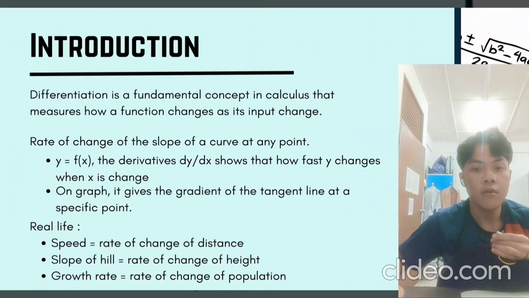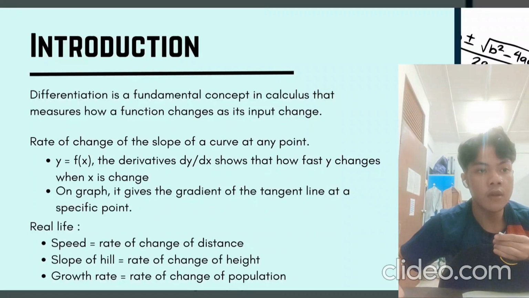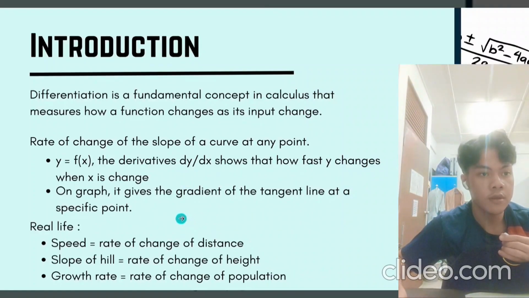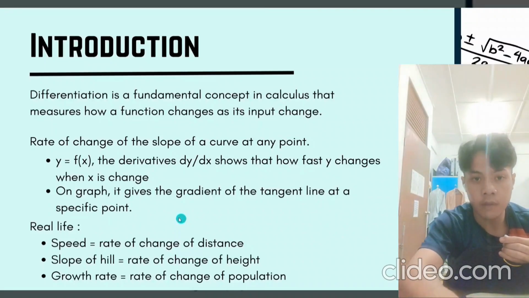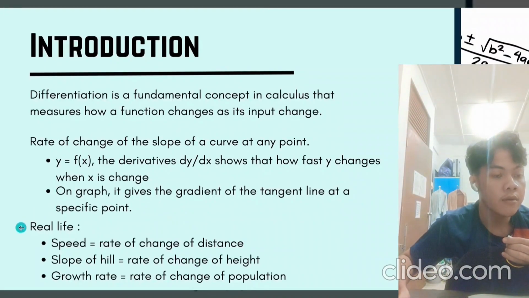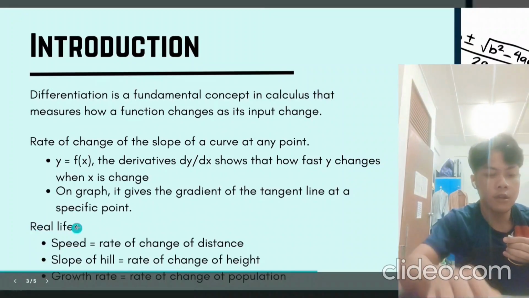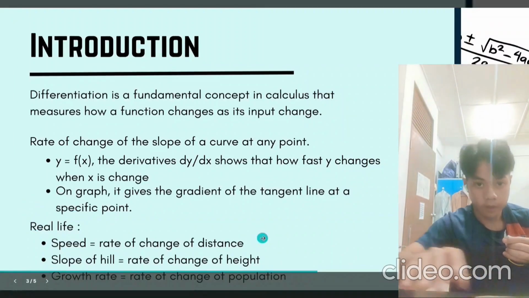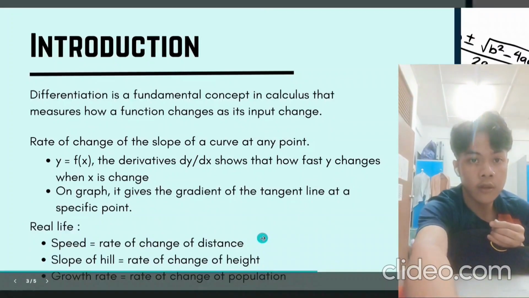If we have a function y equals f(x) and we differentiate it, it becomes dy/dx, which shows how fast y changes when x is changed. On a graph, it gives the gradient of the tangent line at a specific point. And if you look at the bottom, we have a few examples of how dy/dx is used in real life. And we go to the next.